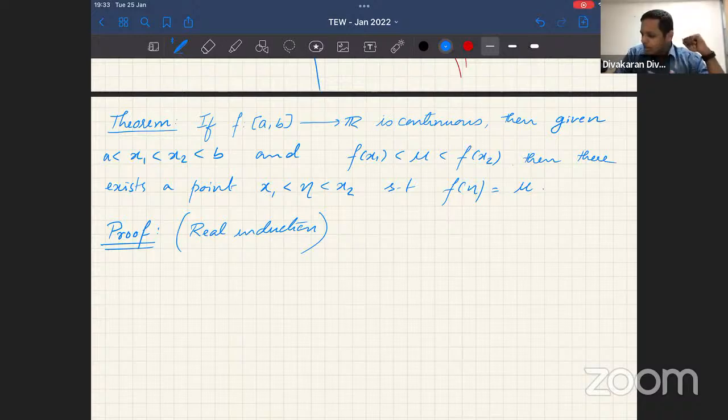I will discuss later why this is a good name, why this is called real induction. Let's recall what induction is. Mathematical induction says that suppose there are statements for every n, and let's call them P of 1, P of 2, and in general P of n. If P of 1 is true, and if P of n is true implies P of n plus 1 is true, then P of n is true for all natural numbers n.